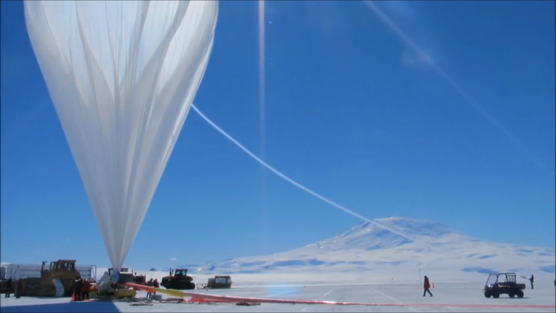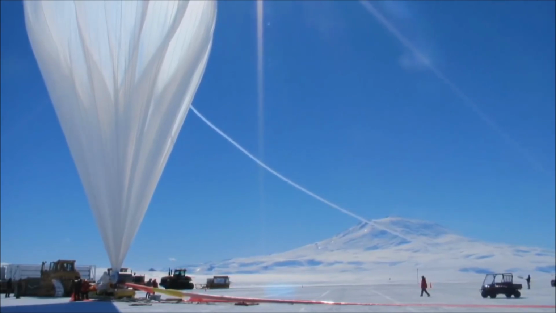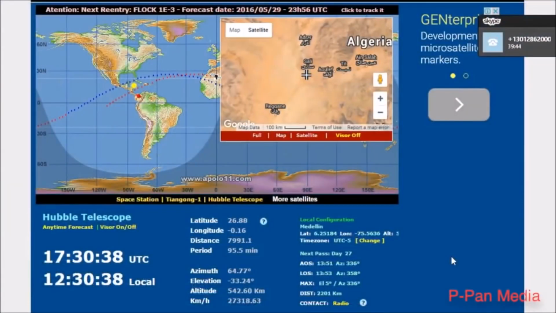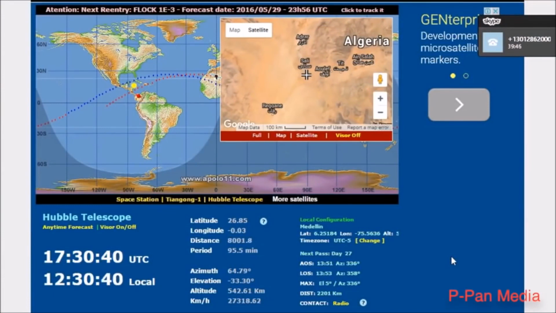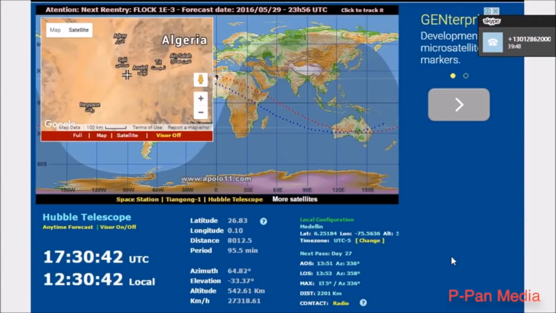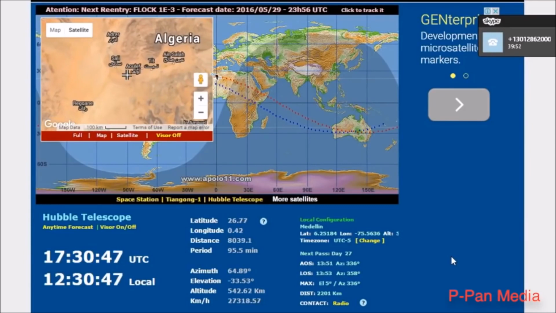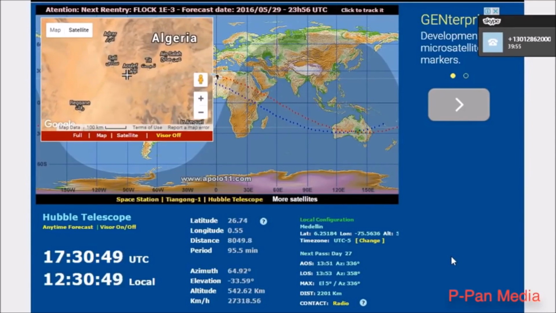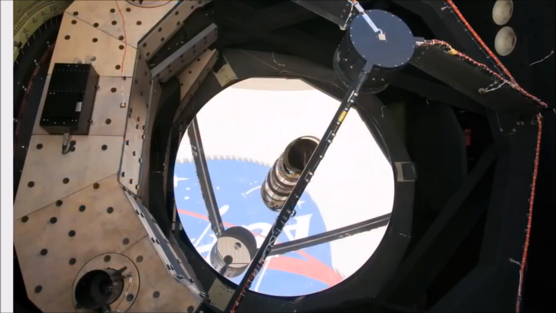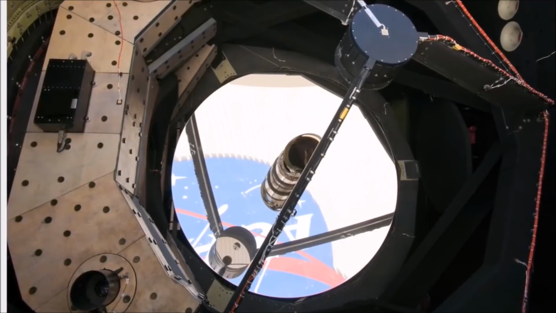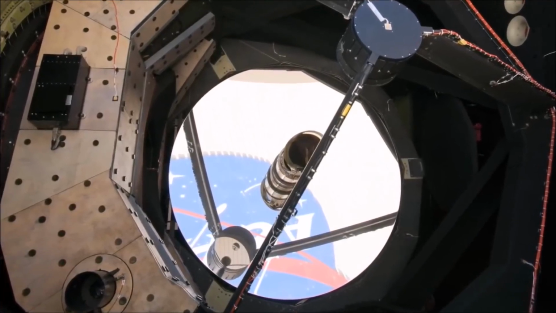Well, fine, but the Hubble was taking data at wavelengths that neither SOFIA nor the balloons can. No, SOFIA can take photos in those wavelengths. SOFIA can do the same thing as Hubble. As a matter of fact, the telescope on SOFIA is identical to Hubble. Everything that Hubble can do, SOFIA can do.